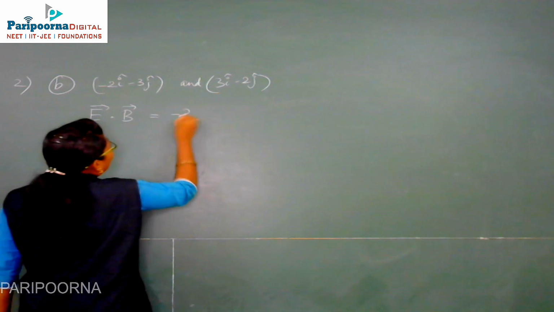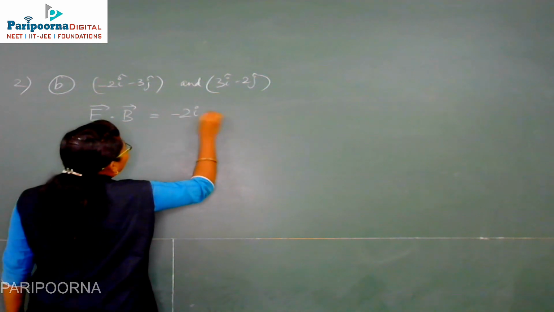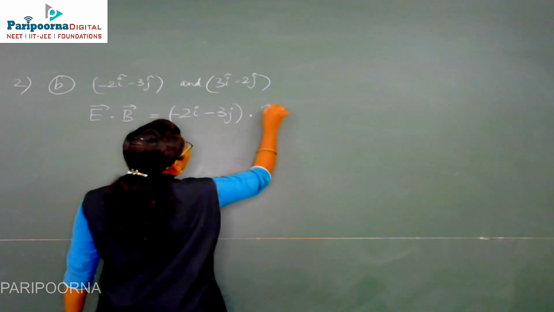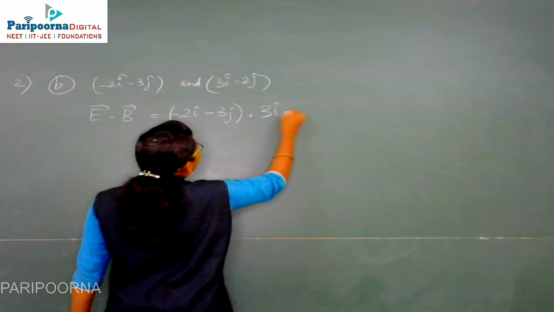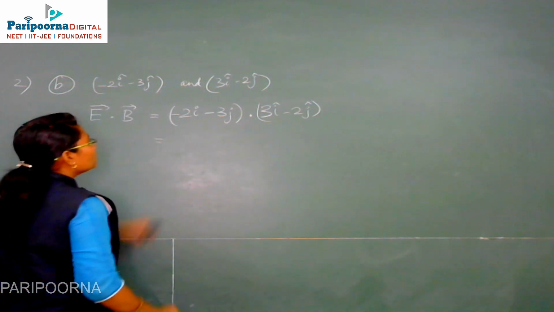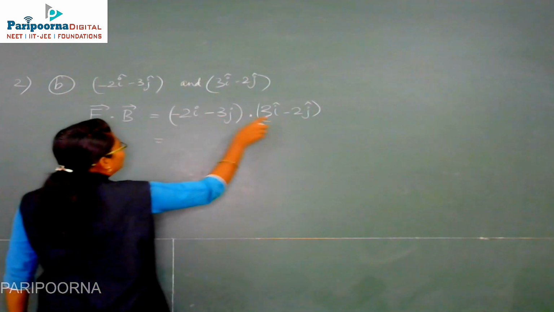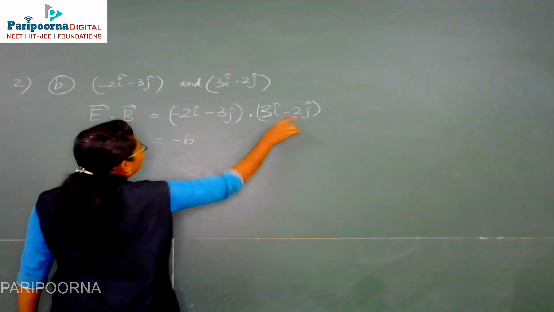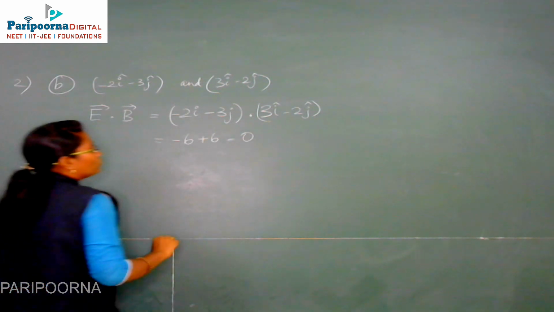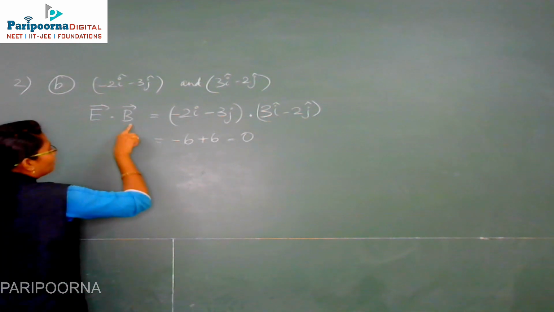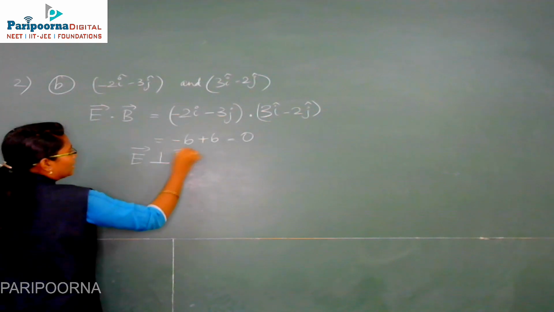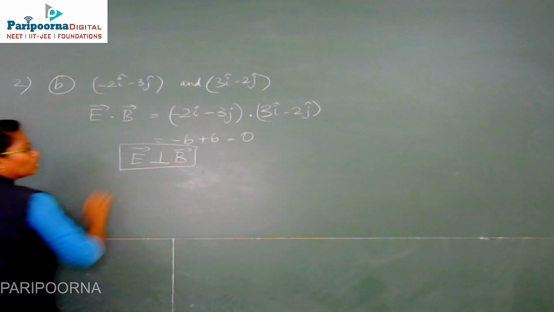Now, we can solve. So, 2i minus 3j dotted with 3i minus 2j. When we solve, what will you get? 2 into 3 will give 6, minus 3 into minus 2 will give plus 6... so the result will be 0. If it is 0, it means the electric field is perpendicular to the magnetic field. Can you follow?